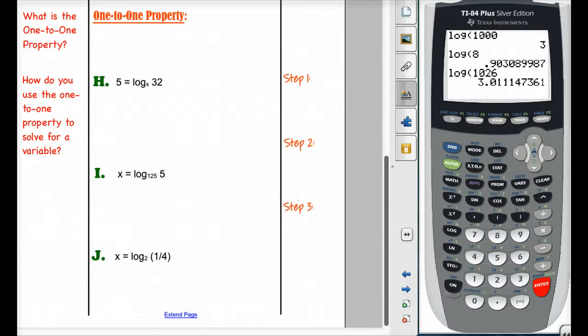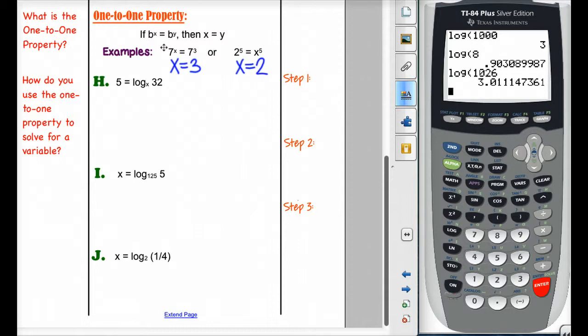The next part of our lesson is talking about what we call the one-to-one property. What we mean by that is if b to the x power equals b to the y power, then x equals y. For example, 7 to the x equals 7 to the third means that x equals 3. And 2 to the fifth equals x to the fifth means that x equals 2.